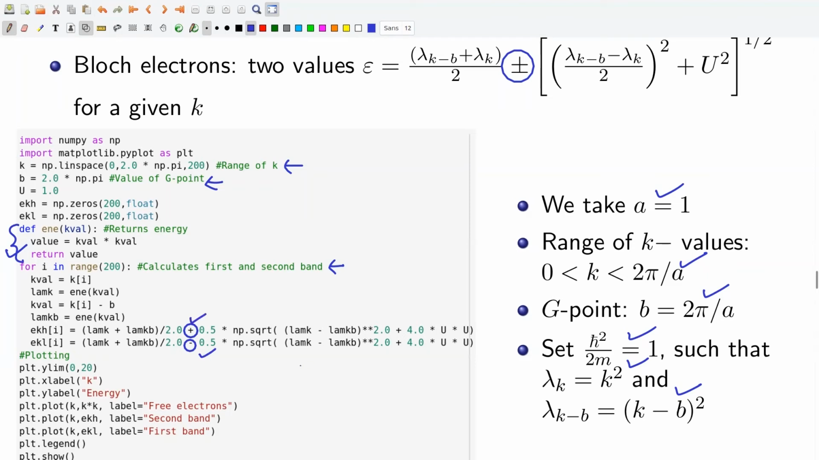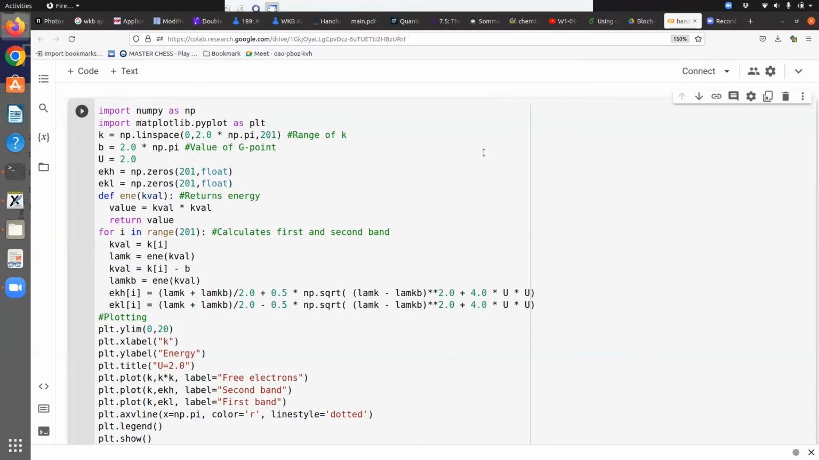Then we plot the first and second band and compare with the free electron values. This is the code for plotting the first and second band as a function of k ranging between 0 and 2 pi. We define k and b here. We define the value of u here. The two bands are calculated at different k points using the for loop. We plot the bands and compare with free electron values here. Let us run the code for different values of u.